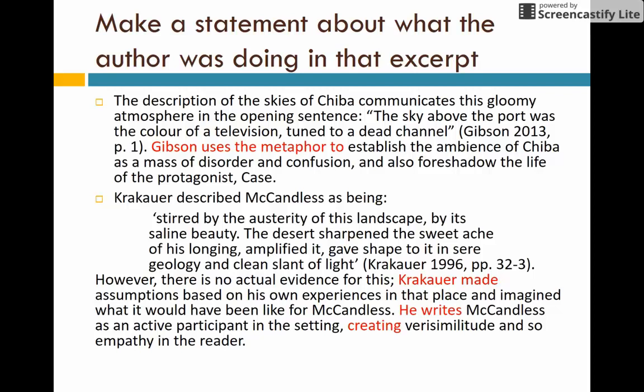Another example, Krakauer describes McCandless as being stirred by the austerity of this landscape, by its saline beauty. "The desert sharpened the sweet ache of his longing, amplified it, gave shape to it in seared geology and clean slant of light." However, there is no actual evidence for this. Krakauer made assumptions based on his own experiences in that place and imagined what it would have been like for McCandless. He writes McCandless as an active participant in the setting, creating verisimilitude and so empathy in the reader.